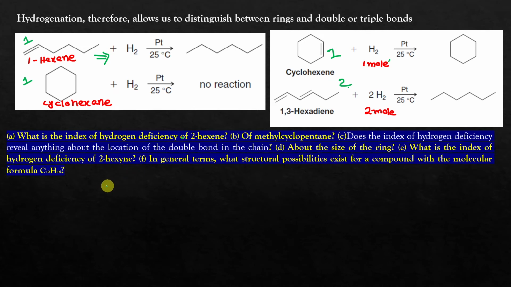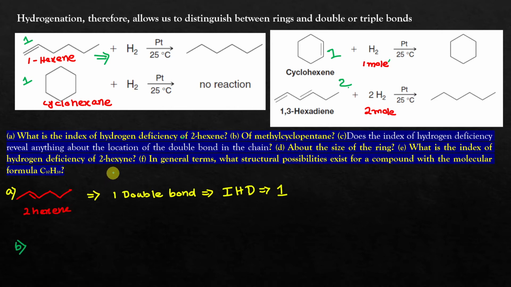Now let's solve one problem. In my lectures, I always try to solve 2 or 3 problems so that you can apply whatever theory I have told you to solve some problems. So first of all, the question is, what is the index of hydrogen deficiency of 2-hexene?